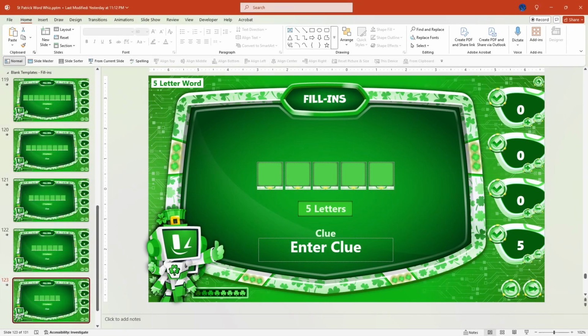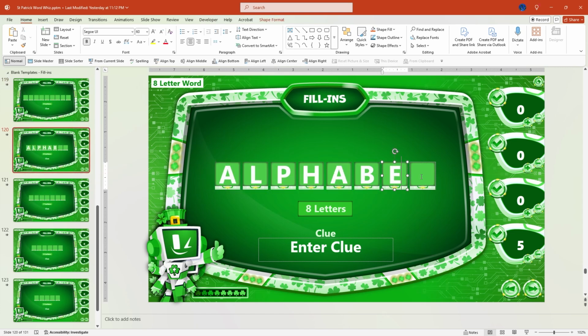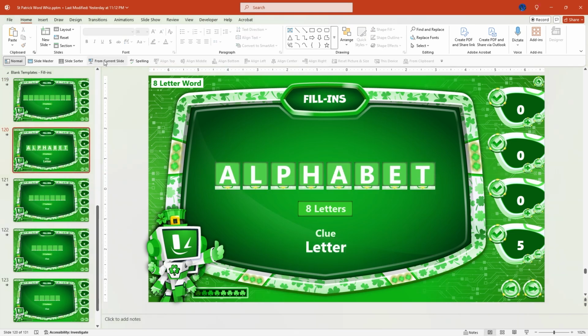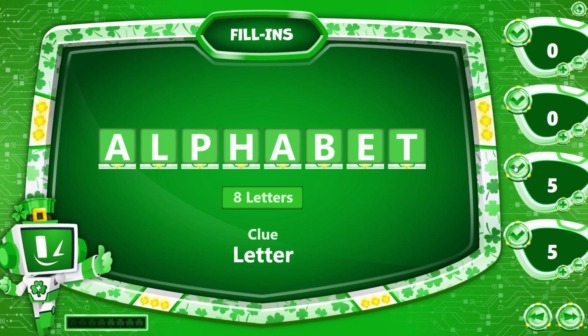For round 2, there are 5 templates for 5, 6, 7, 8, or 9-letter words. To update the template, type one letter in each text box and then enter the clue. If we play the slideshow, you can see the first and last letter shows up along with the clue, and then all the letters show at the end.